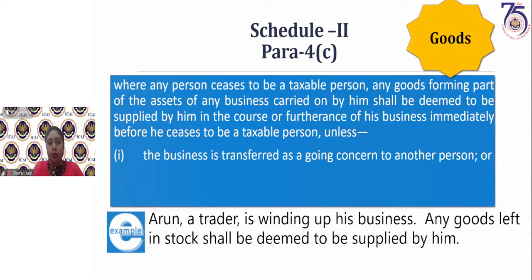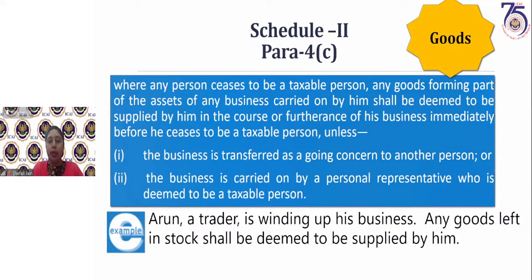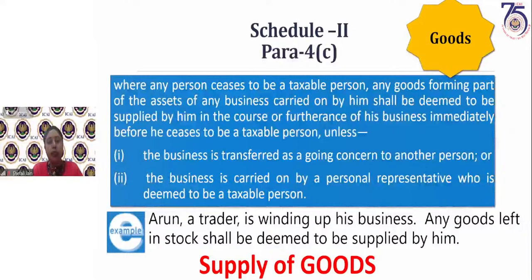Second case is where the business is carried on by a personal representative. That means the only intention is that the business has not been discontinued or stopped by the person. The business is still continuing either as a going concern to another person or by the personal representative of the taxable person. That means maybe that person has died and his legal representative or personal representative is carrying on that business. So that could be a case which is covered here. In this para 4C, the supply will be considered as supply of goods.